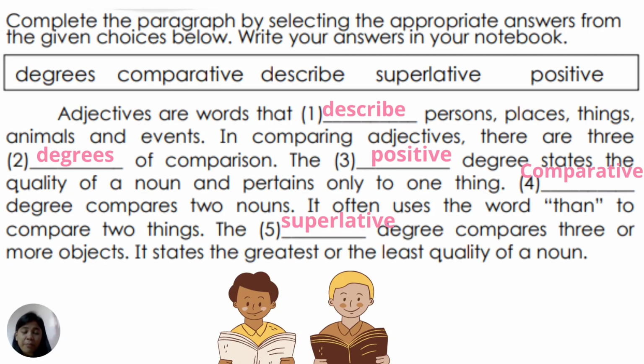Adjectives are words that describe persons, places, things, animals, and events. In comparing adjectives, there are 3 degrees of comparison. The positive degree states the quality of a noun and pertains only to one thing. Comparative degree compares 2 nouns. It often uses the word than to compare 2 things. The superlative degree compares 3 or more objects. It states the greatest or the least quality of a noun.